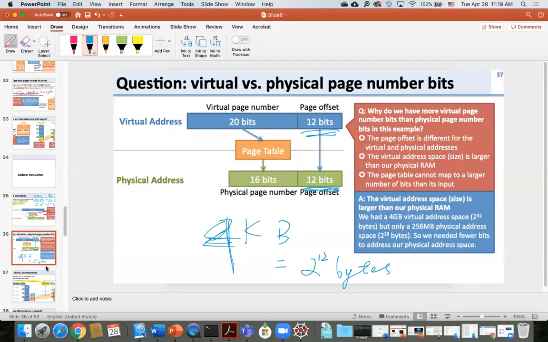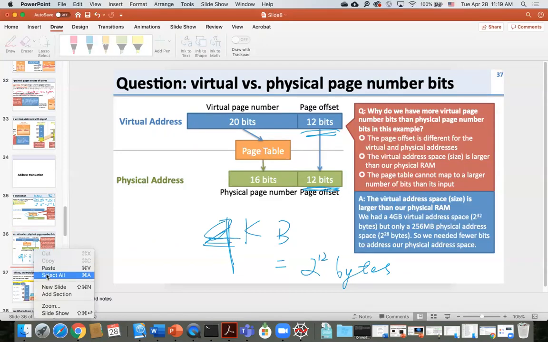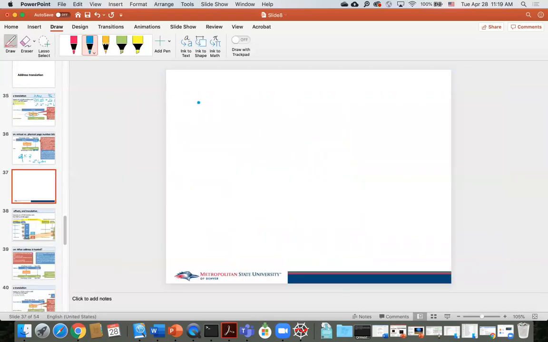So why do we not need to translate the lower 12 bits here? I would like to make an example. Suppose you have 1,000 different locations in the virtual address, and we would like to map each 100 different locations as a page, right?